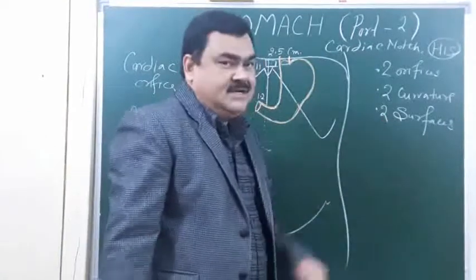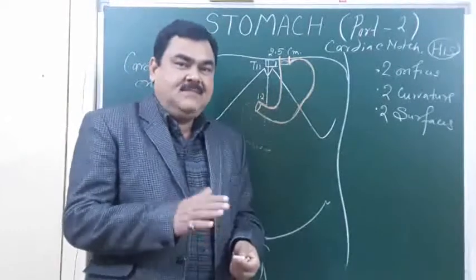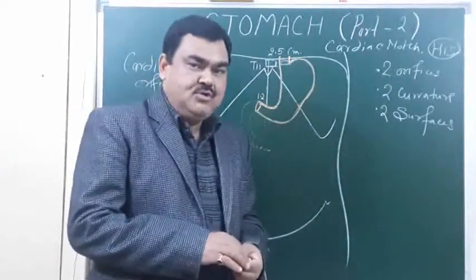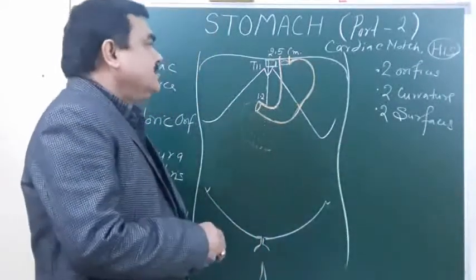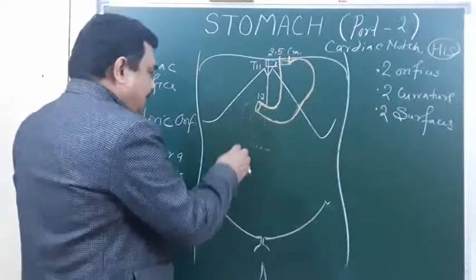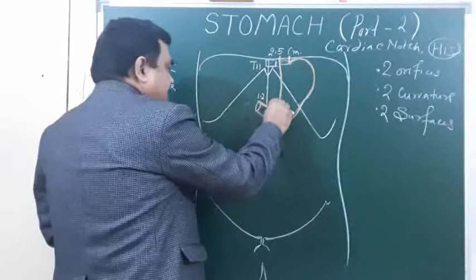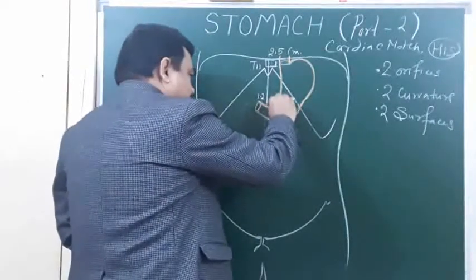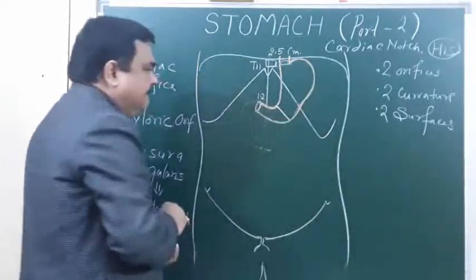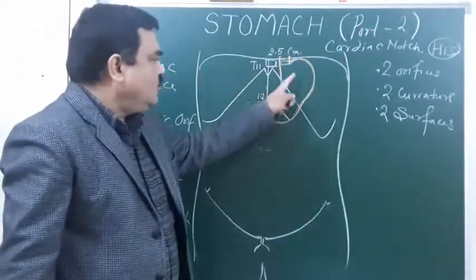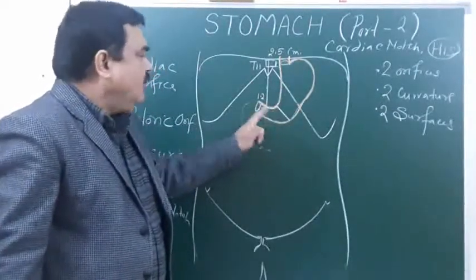There are two surfaces, the anterior surface facing anterior superiorly and the posterior surface facing posterior inferiorly. Now we will discuss the divisions. From the angular notch, a line drawn from here passes downward and towards the left, and it divides the stomach into two parts. This is the cardiac part and this is the pyloric part.